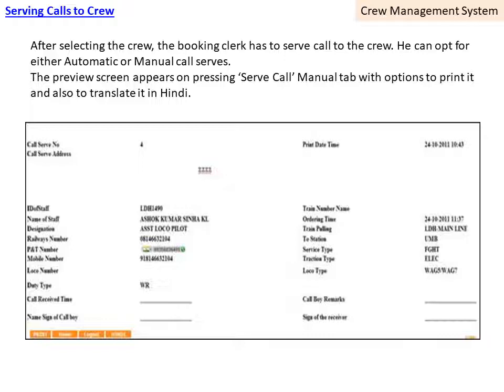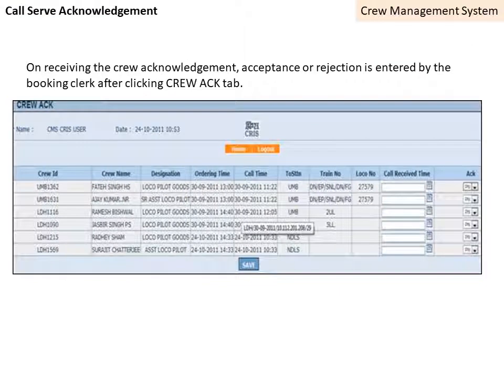After booking the crew, the call service will be given with the proforma, then accept the crew. The proforma will be shown automatically to the TNC or loco supervisor. After accepting the crew, it will go directly to the signing on tab.